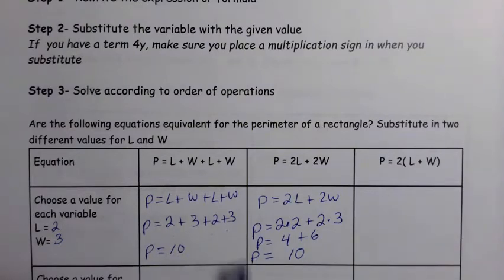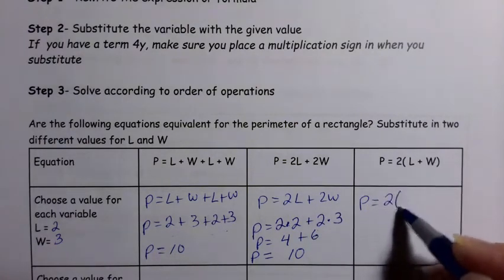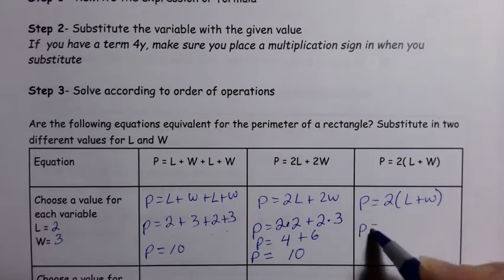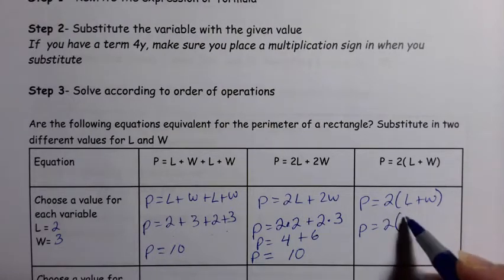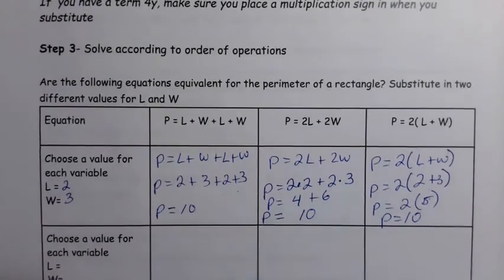Okay, so right now, these two equations, according to this, are equal. Let's see if they're equal to this one. P equals 2 times L plus W. So again, I'm going to put L is 2 and W is 3. So I'm going to simplify in here, and I will get 2 times 5, and 2 times 5 equals 10. So according to these numbers, these 3 equations are equal to each other. But we always just want to double check.